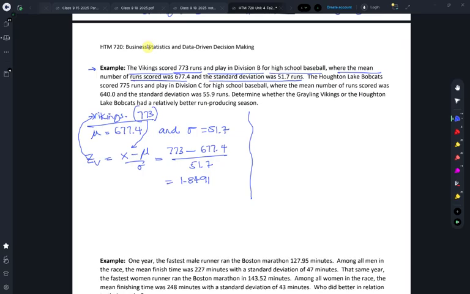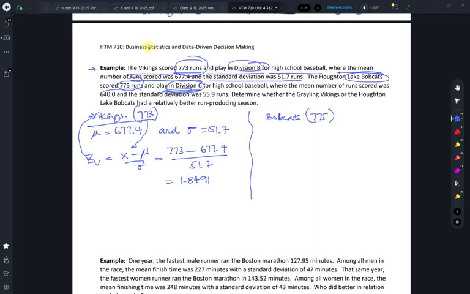Then you have the z-score for the Houghton Lake Bobcats. For the Bobcats, they scored 775 runs. They play in Division B, not in the same division as the Vikings, so different scales of difficulty. It becomes difficult to compare the number of runs directly across different divisions.